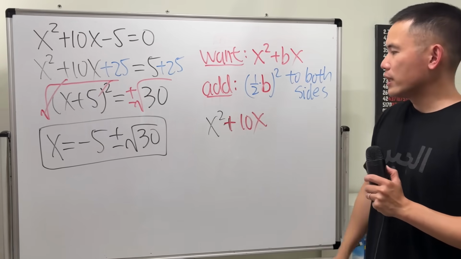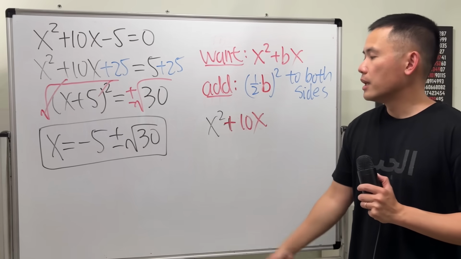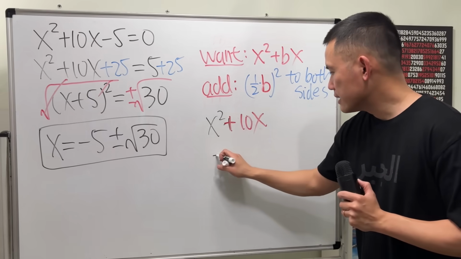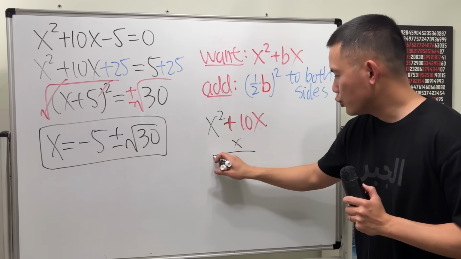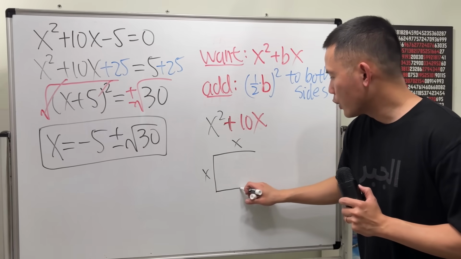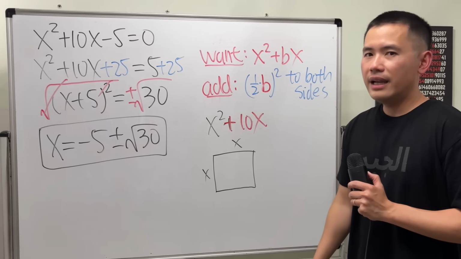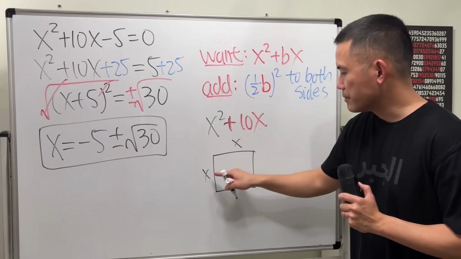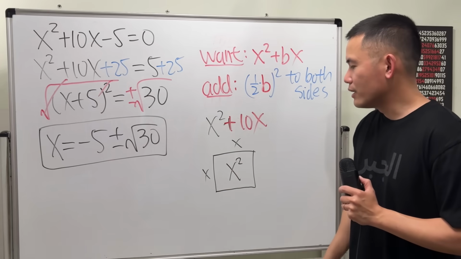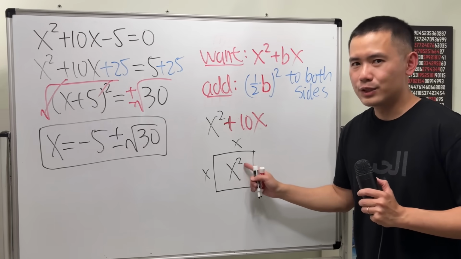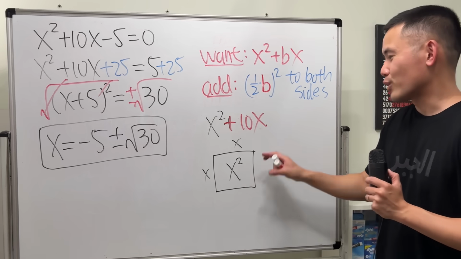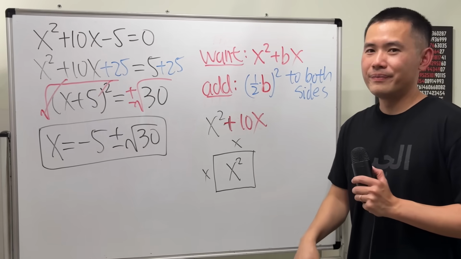We are going to interpret this expression geometrically. X squared, look at this. This length being x, and then duplicate that right here, and then we can create a square. And the area of this is x times x, which is x to the second power, and we call this x squared. Literally, because we are trying to find the area of this square.